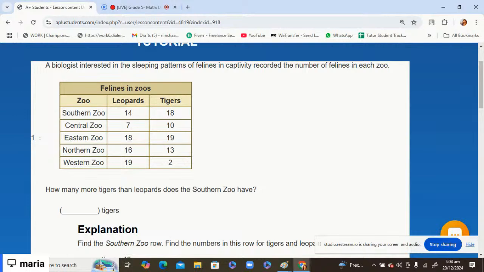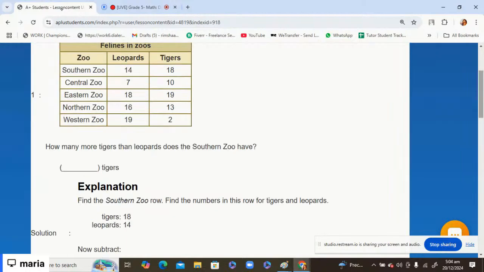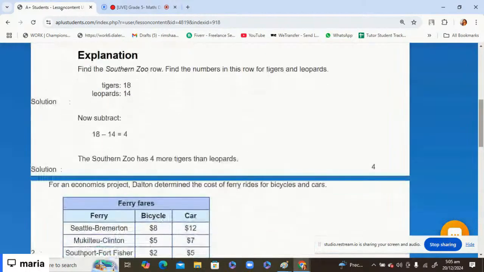So first of all we are interested in the southern zoo, and then we check how many more tigers than leopards. Tigers are 18 and leopards are 14. Since they are asking how many more tigers, we are going to subtract leopards from tigers. When you subtract 18 minus 14, you get the answer, that is 4. Okay.